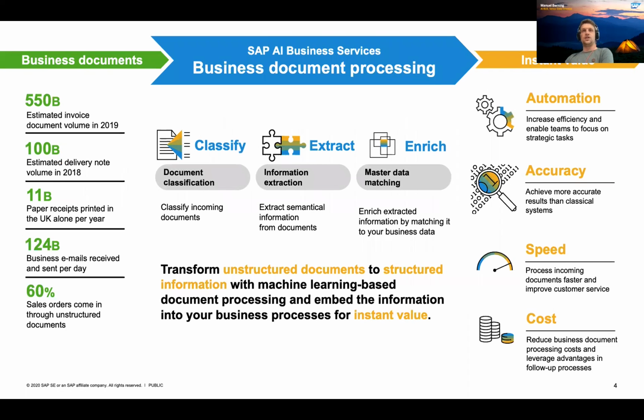Okay, brief introduction, as we said, to the general topic. So our unit is called SAP AI Business Services, and we are part of a focus area that is called business document processing. So this, of course, means we focus on business documents. You have some statistics given here about the volume of business documents.